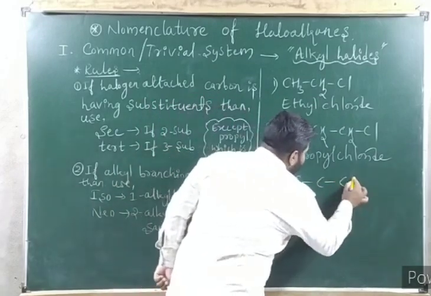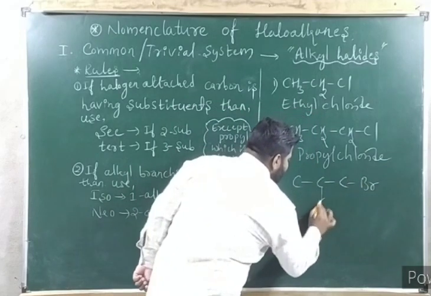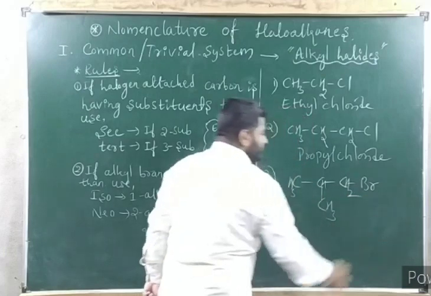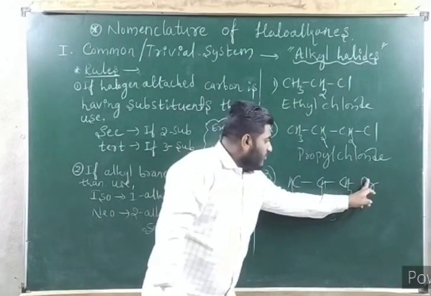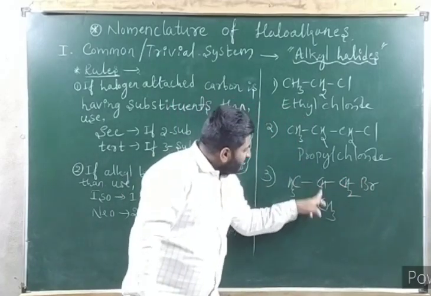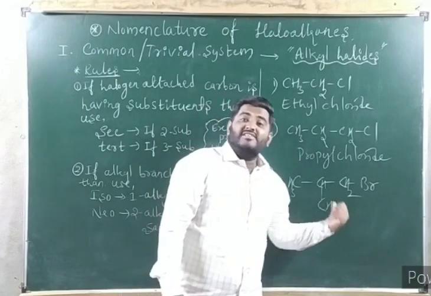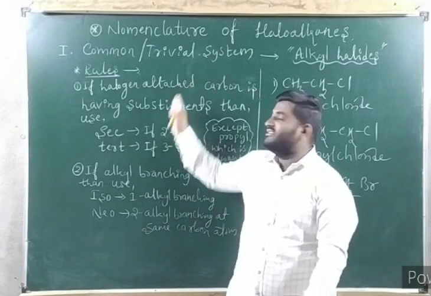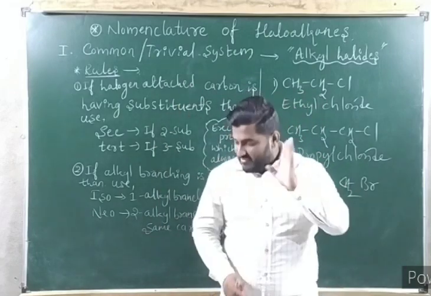Sir, suppose this type of groups comes, then what to do, sir? Now carefully observe. Now bromine is attached to this carbon, but this carbon is having one branching. When such types of groups come, then how to name in the common system? That can be decided by these rules. So you remember the rules, guys.